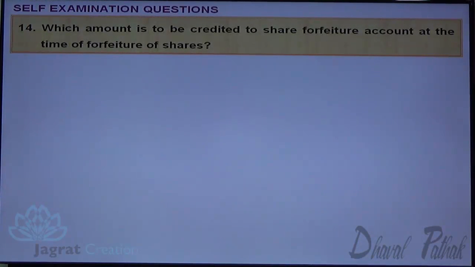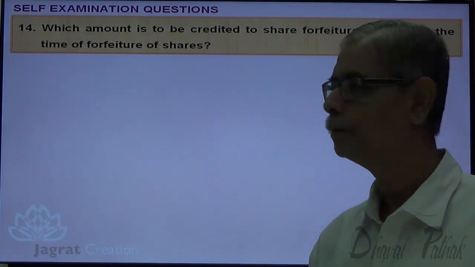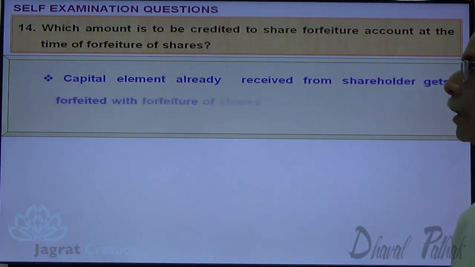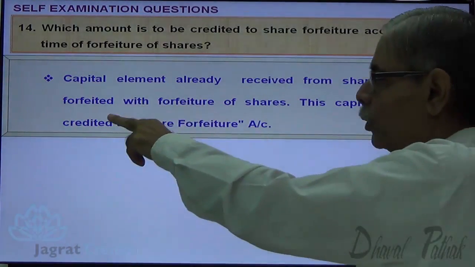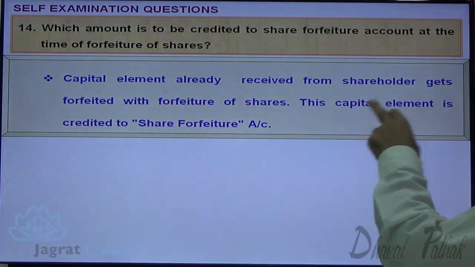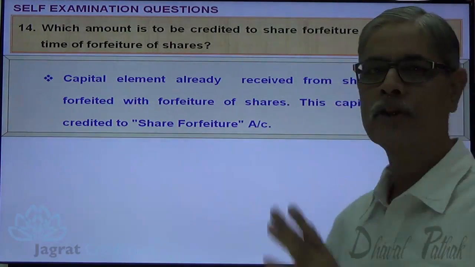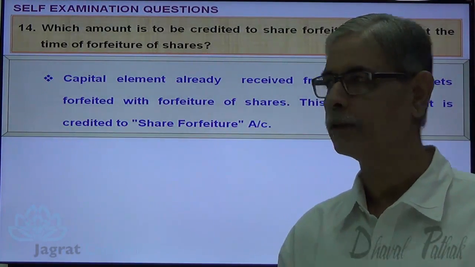Which amount is to be credited to share forfeiture account at the time of forfeiture of shares? The capital element already received from a shareholder gets forfeited with forfeiture of shares, and this capital element is credited to share forfeiture account. That's an important question.